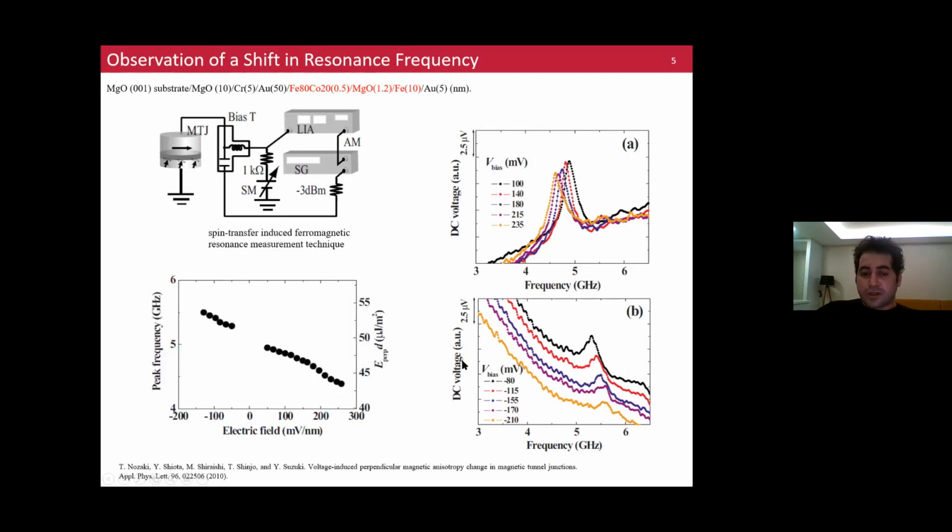So if we draw a graph for this experiment, you can see the resonance frequencies shifting as a function of applied voltage in a very linear manner. So this is another clear piece of evidence that we can manipulate the magnetic anisotropy of materials by applying voltage.